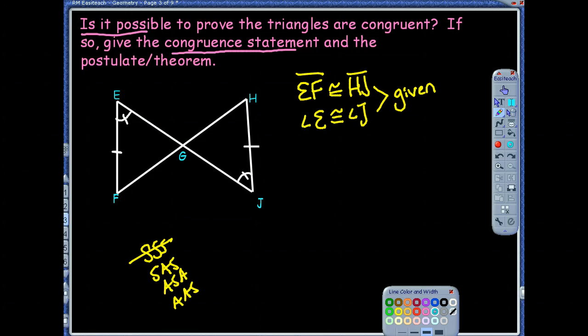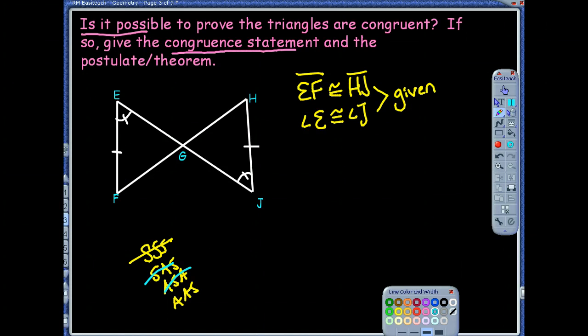This is something you can do. You can go through it if you don't see it right away. Angle, side, angle would mean I need an angle that includes that side. So angle F, I would need to know an angle H. And unless I was given that segments EF and HJ were parallel, I can't really say that. So scratch that idea.